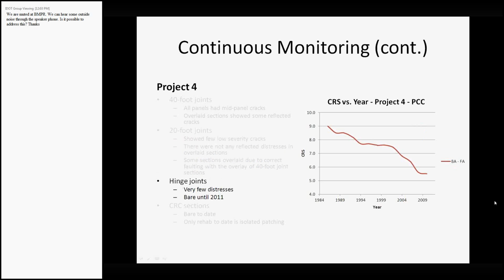Now, the hinge jointed sections showed very good performance. They had very few distresses, and they were built until 2011. Now, even though the hinge jointed sections in this project and on US-20 performed satisfactorily, hinge jointed pavements are not practical in urban settings due to the vast amount of discontinuities, such as curbs, manholes, and utility cuts. And these discontinuities tend to induce distress.